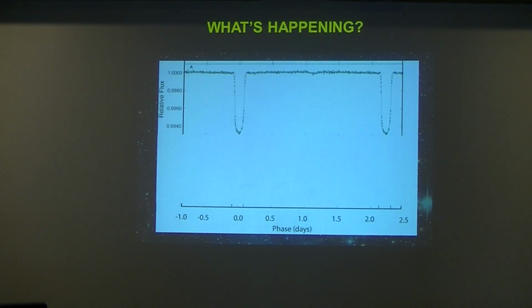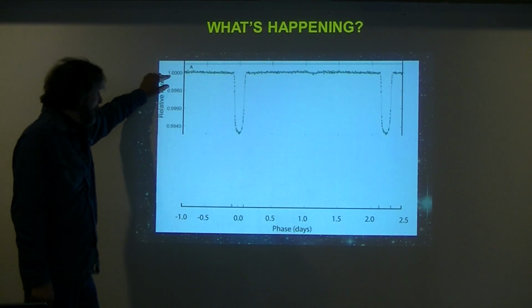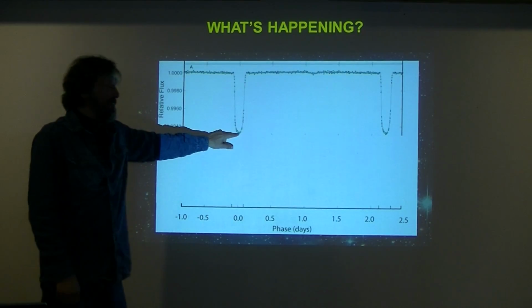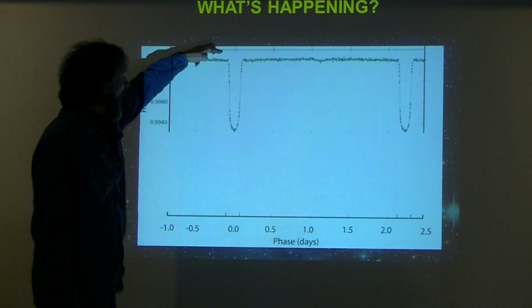Here's your light curve. Note the scale over here. This is 1 for total brightness. It drops by 0.6 of 1%, and that's the brightness drop. So you can see, here's the star, it drops, you get an eclipse.